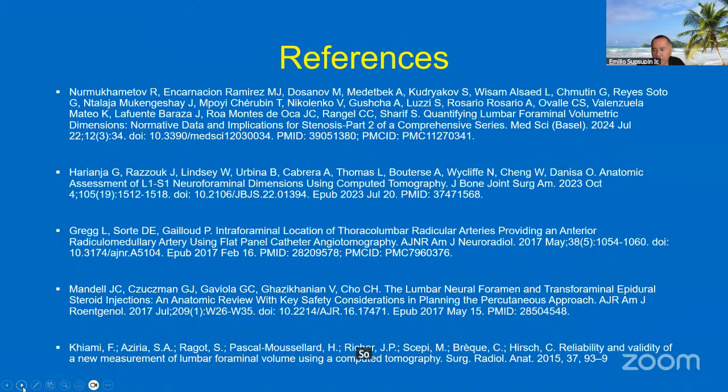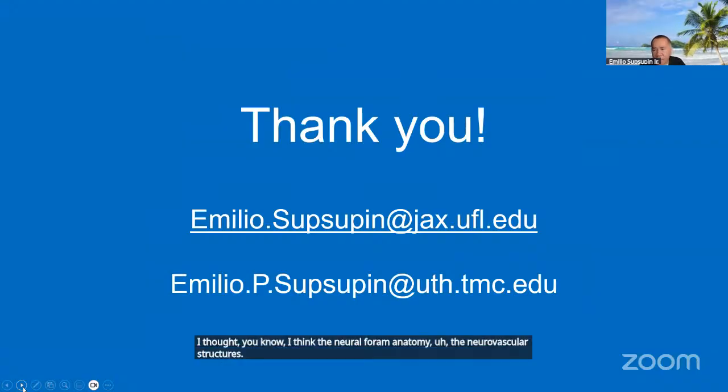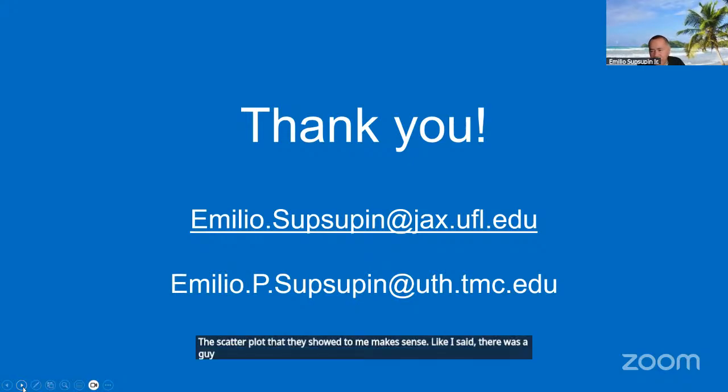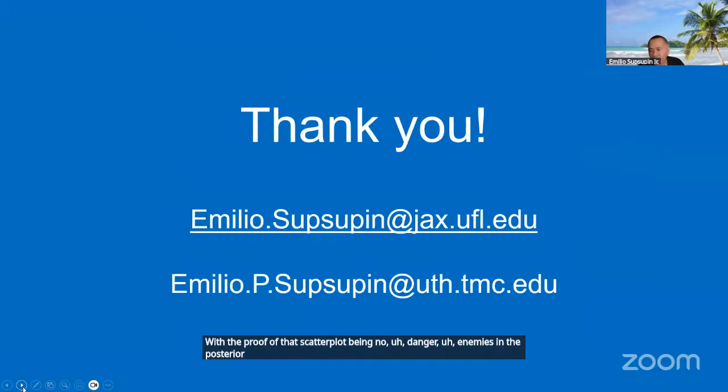So that was all I have for a 15-minute talk. It was fast, but I think the neural foraminal anatomy, the neurovascular structures, and the scatter plot that they showed make sense to me. Like I said, there was a guy making rounds preaching to abandon the subpedicular approach, with the proof of that scatter plot being no danger in the posterior inferior quadrant.